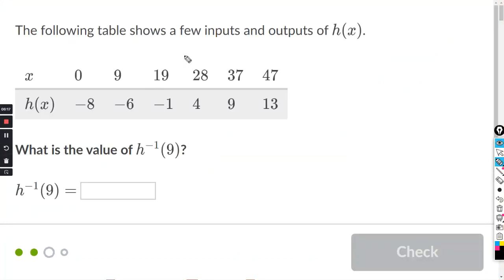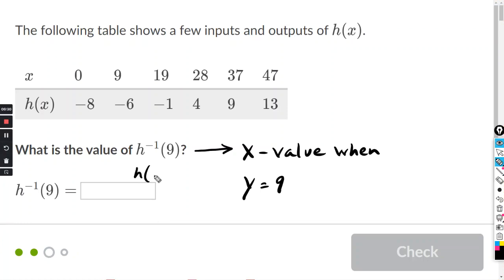All right, the following table shows a few inputs and outputs of h of x. What is the value of the inverse of h of 9? All right, so if this were the original function, h of 9, you would have to find the y-coordinate when x equals 9. But for the inverse, that is reversed. So now we want to find the x value, or the x-coordinate, when y equals 9. Okay, this is x and this is h of x. So these right here are basically the y-coordinates for the h of x function. All right, so what's the x value when y equals 9?